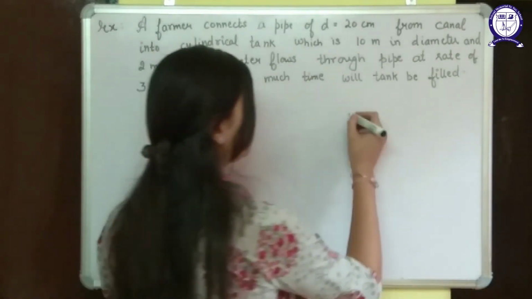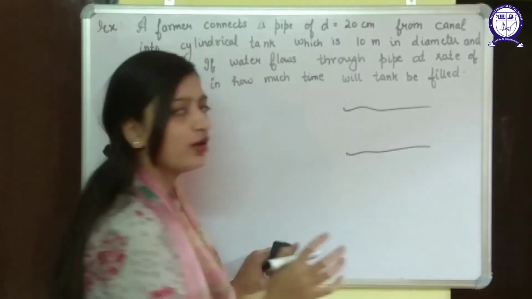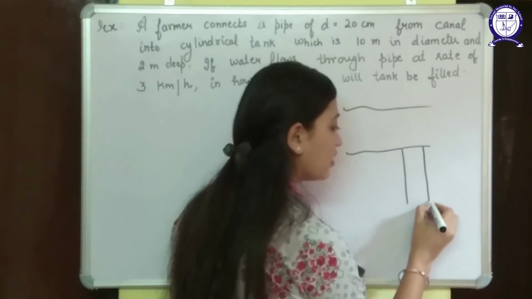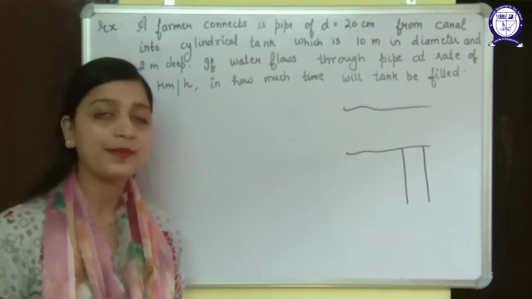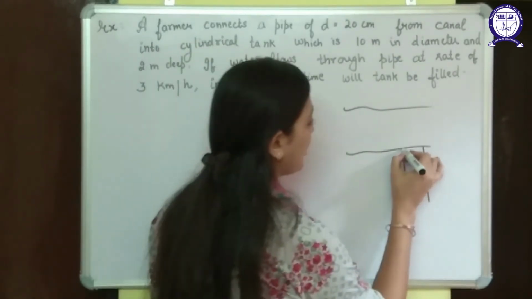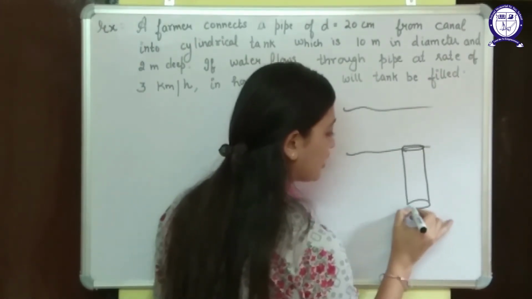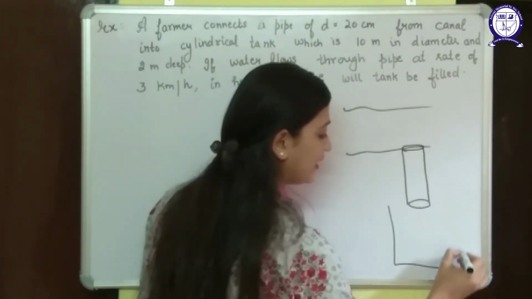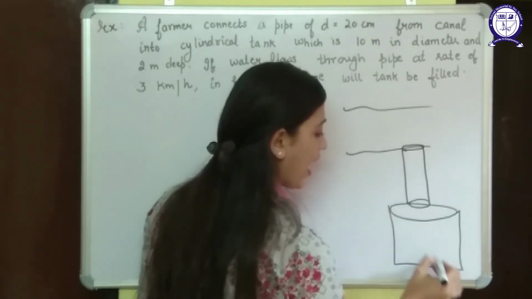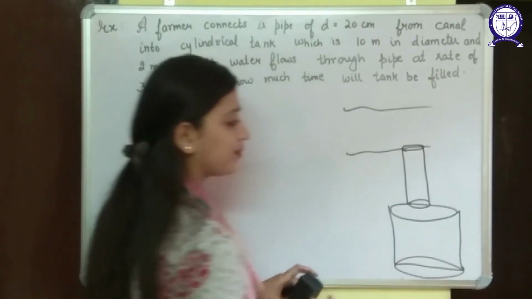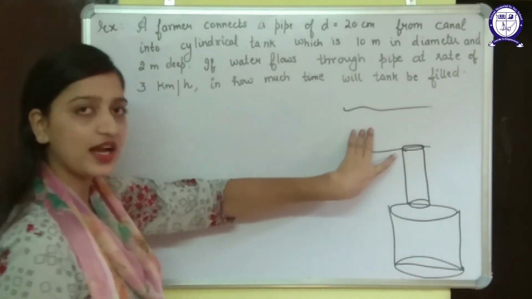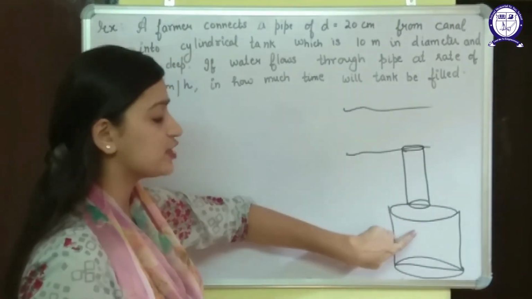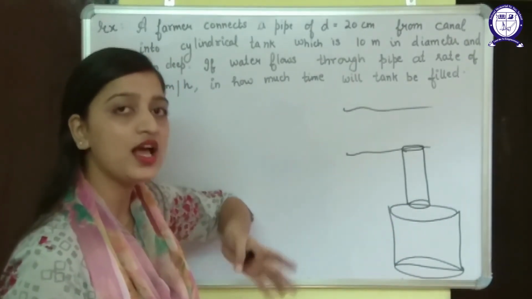Suppose there is a canal, okay, and from the canal a farmer has connected a cylindrical pipe, okay. He has connected a pipe and pipe is in the shape of a cylinder, okay. There is a cylindrical pipe connected with the canal such that it opens into again a cylindrical tank and it is filling this tank. Okay, there is a canal, a pipe is attached to it and from this pipe water is flowing and it's filling another cylindrical tank.